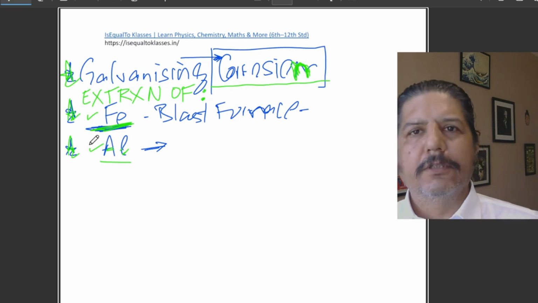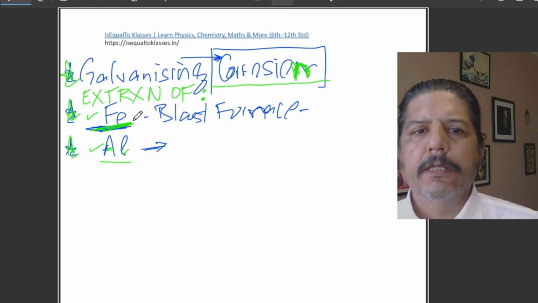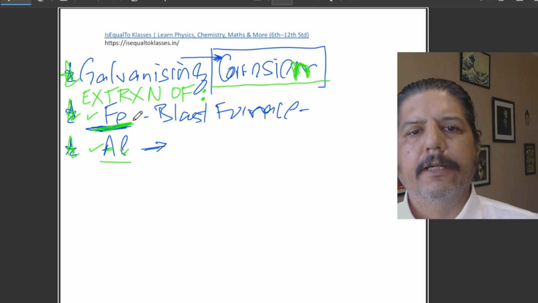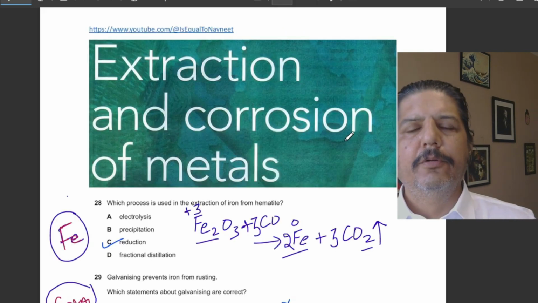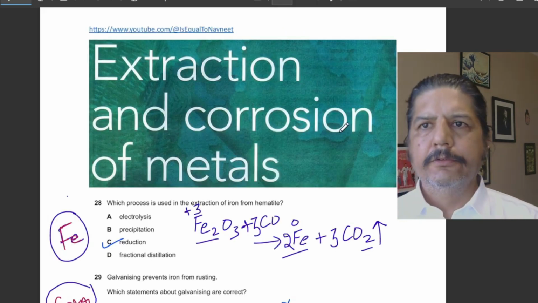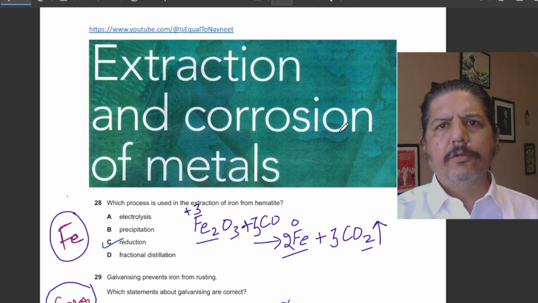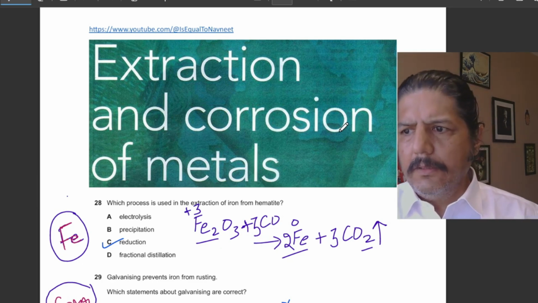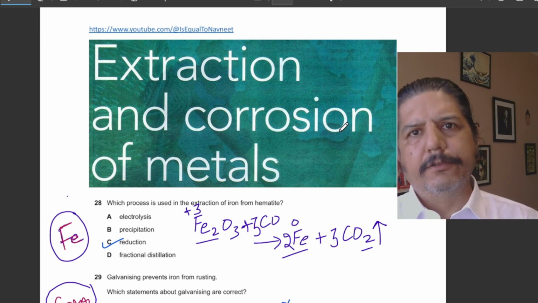So without further ado, let's start. I'll be doing first questions from galvanizing, then I'll be taking the questions of iron, and then I'll be doing the questions from aluminium. All the questions that I'll be doing would be from the 2025 papers, and so this will be a sort of revision. I won't be going into much detail, but I'm trying to cover all the important things which are required. So let's start.